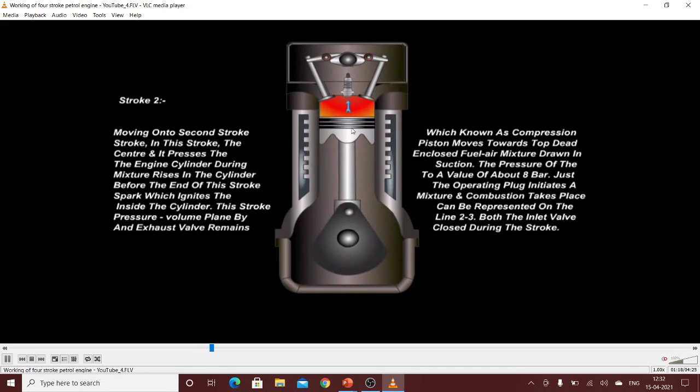You can see here that when the piston reaches TDC, the spark plug ignites the spark. This completes the second stroke, the compression stroke, in which the piston moves from BDC to TDC.